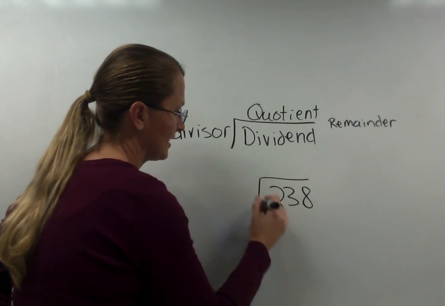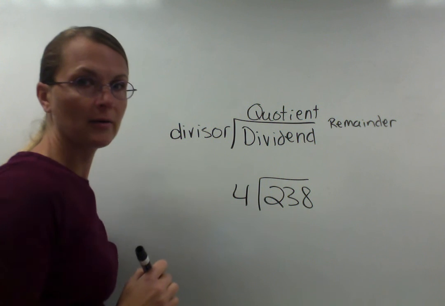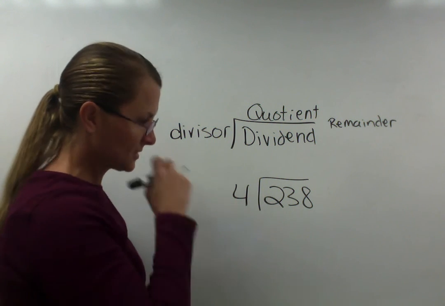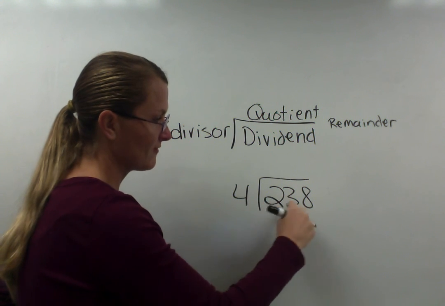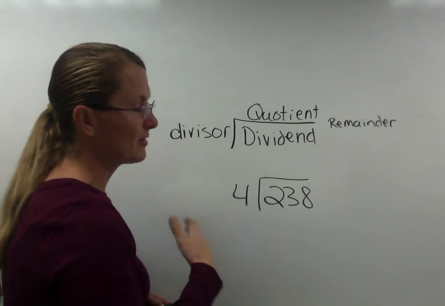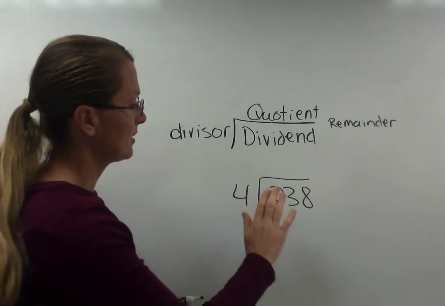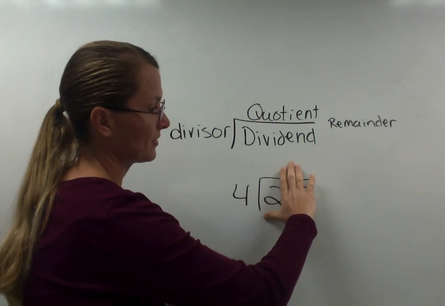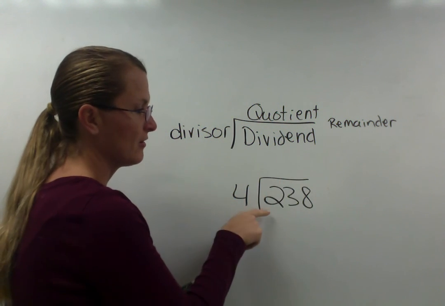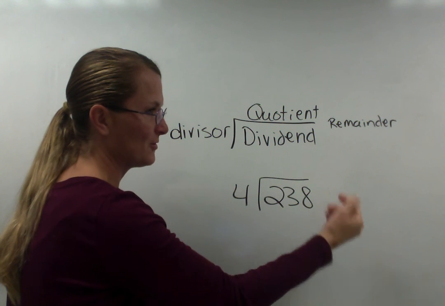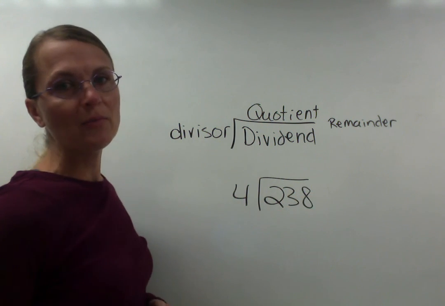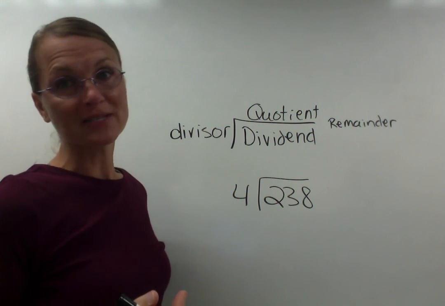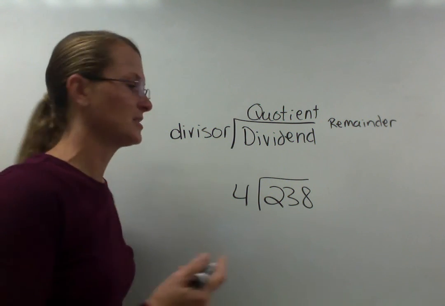238 divided by 4, okay? So we go one number at a time. Basically, you're going to see how many 4s will fit into this number, how many 4s it takes to make this number. And we do it one digit at a time. With division, we're actually going from left to right. Wait, when you multiply, you go from right to left. When you divide, you go from left to right. One way to remember that is that division and multiplication are opposites, so we're doing them in opposite directions.